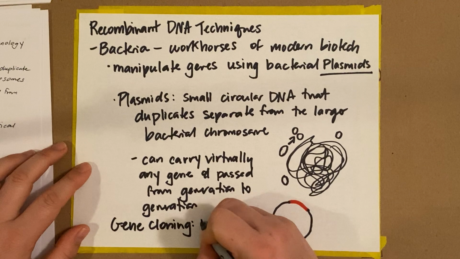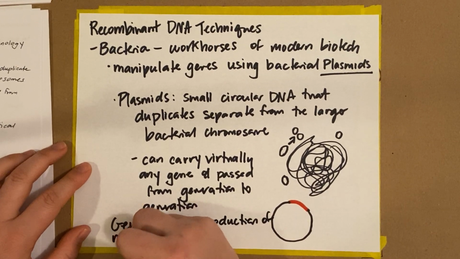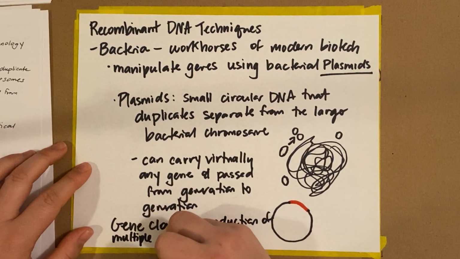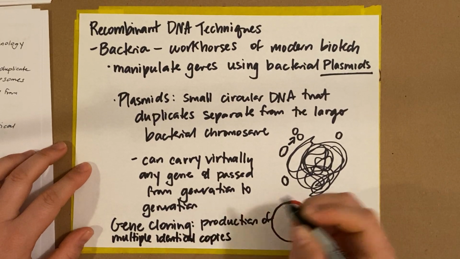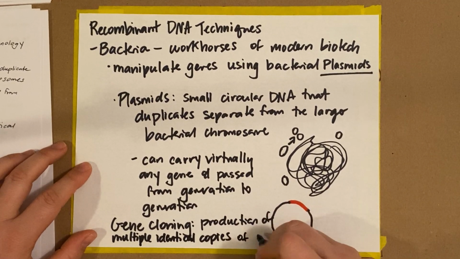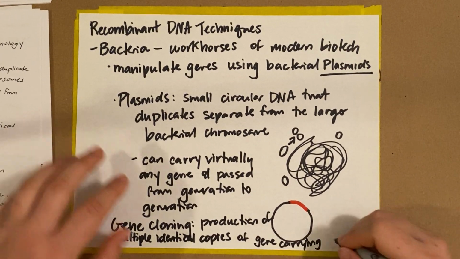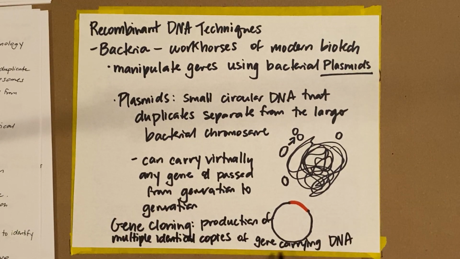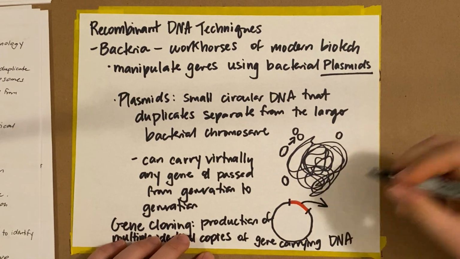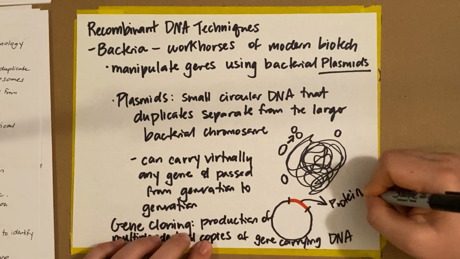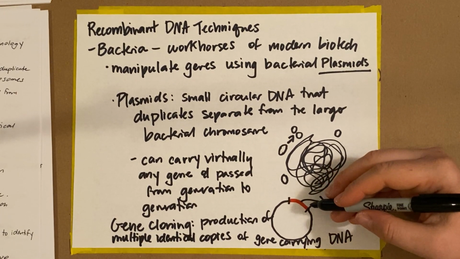which is basically just making many, many copies of a specific gene, okay? So this would be production of multiple identical copies of gene-carrying DNA. Okay, and what that gene-carrying means is that this gene right here would be translated into some type of protein or some other type of product. Okay, so it has a specific product that's going to be associated with it.